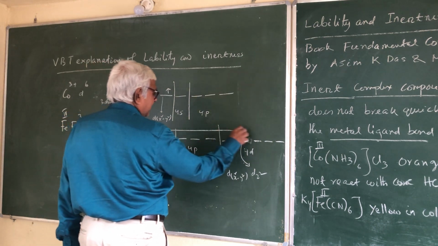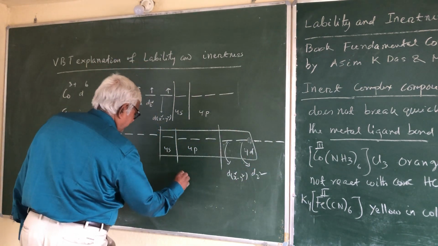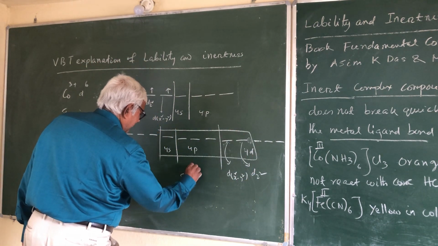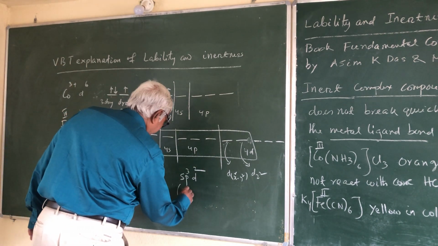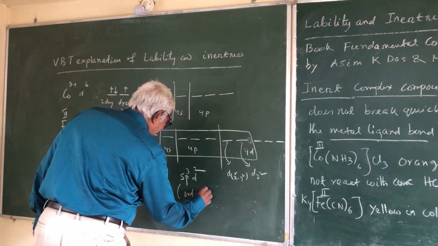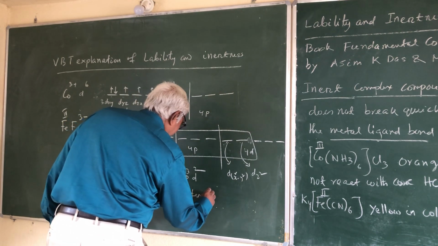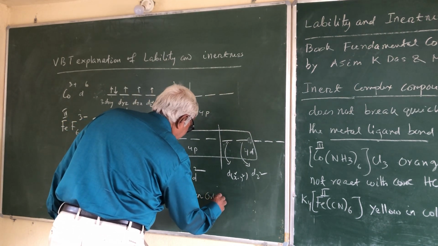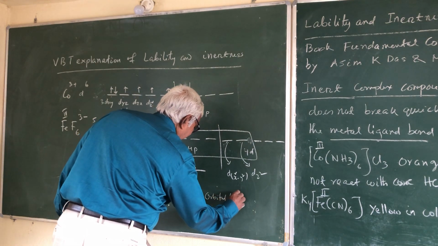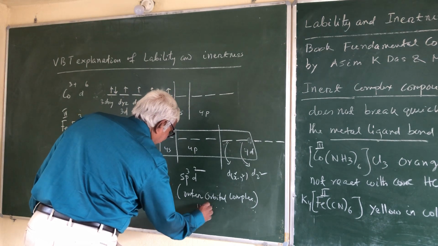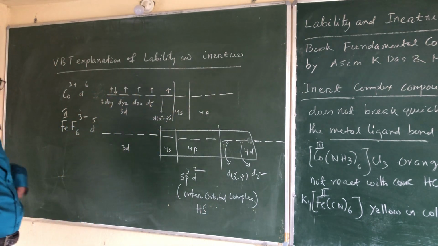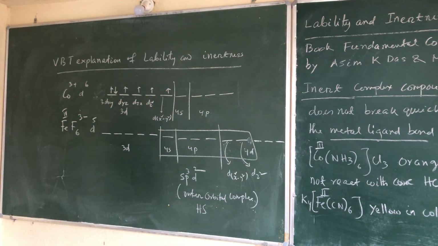So sp3d2 hybridization takes place, leading to the formation of an outer d orbital complex. Outer orbital complexes are high spin, inner orbital complexes are low spin.